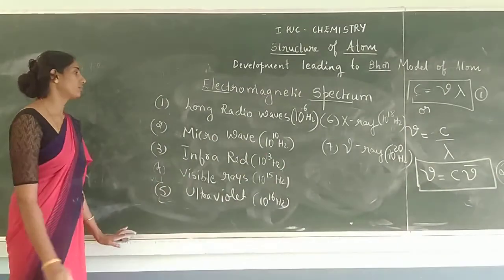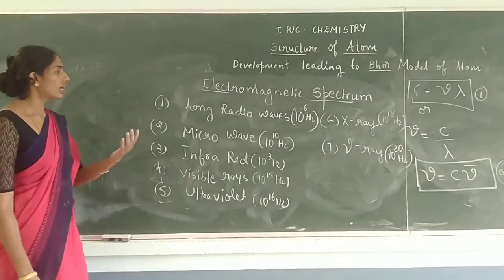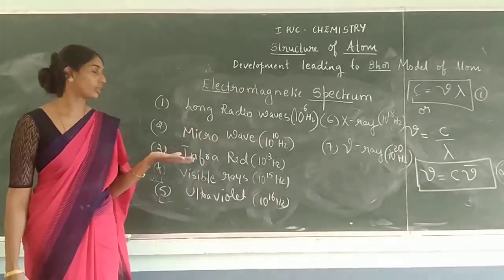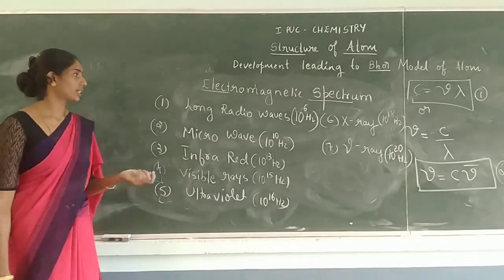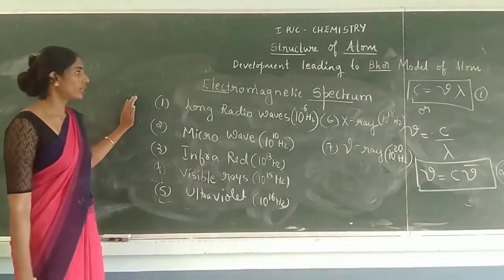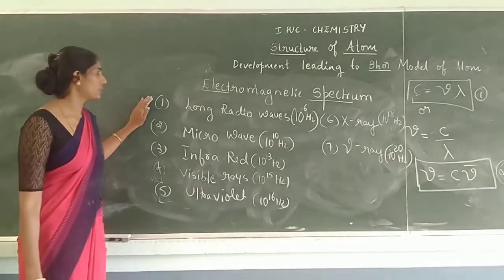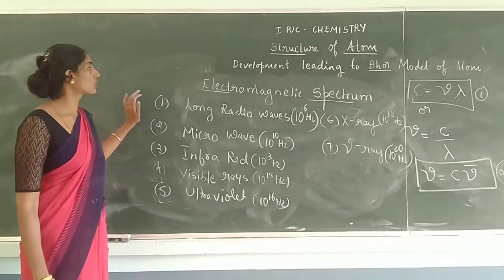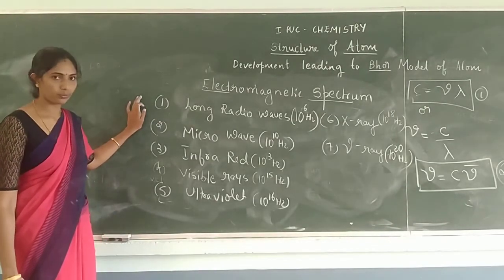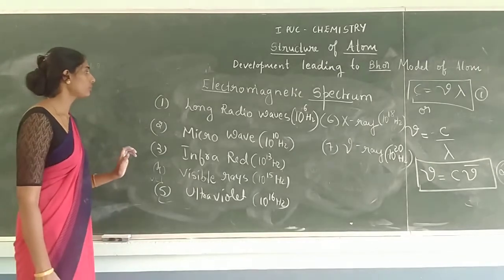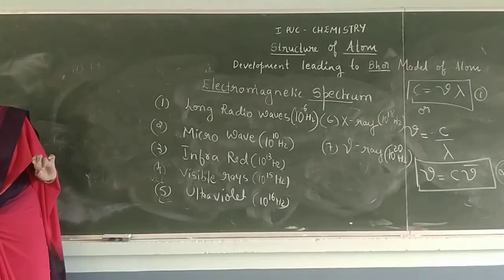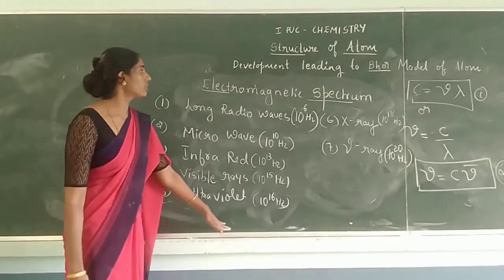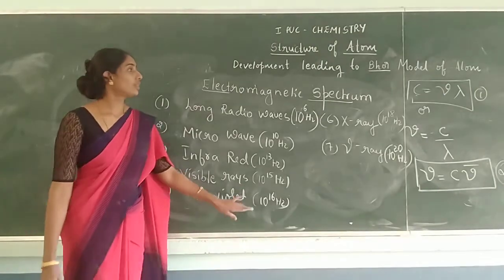Just the range, in case the entrance exam asks about it. If they ask which waves come in the 10 to the power 15 Hz range, that is visible rays. So like that, different rays. Arrangement of the different electromagnetic radiations based on their frequency or wavelength is called as what? Electromagnetic spectrum. Okay. We will discuss in detail about the particle nature in our next class. So this is the wave nature of the light.